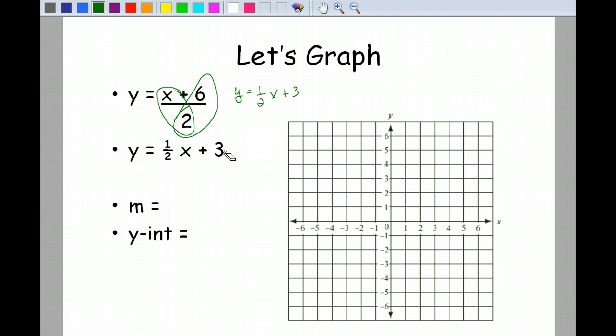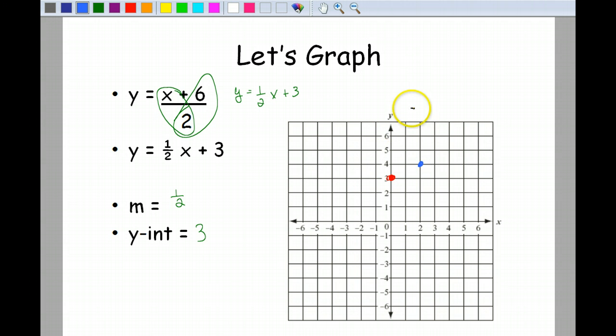Now that I have this, what's my slope? 1/2. What is my y-intercept? 3. I have everything I need to graph this line. So my y-intercept is 3. 1, 2, 3. My slope is 1 over 2. I'm going to rise 1, run 2, 1, 2.